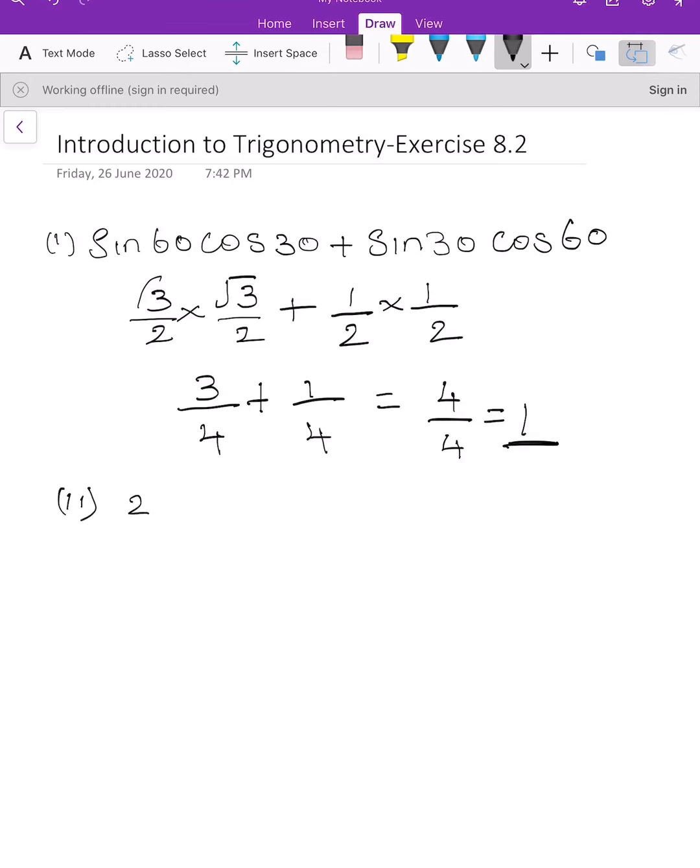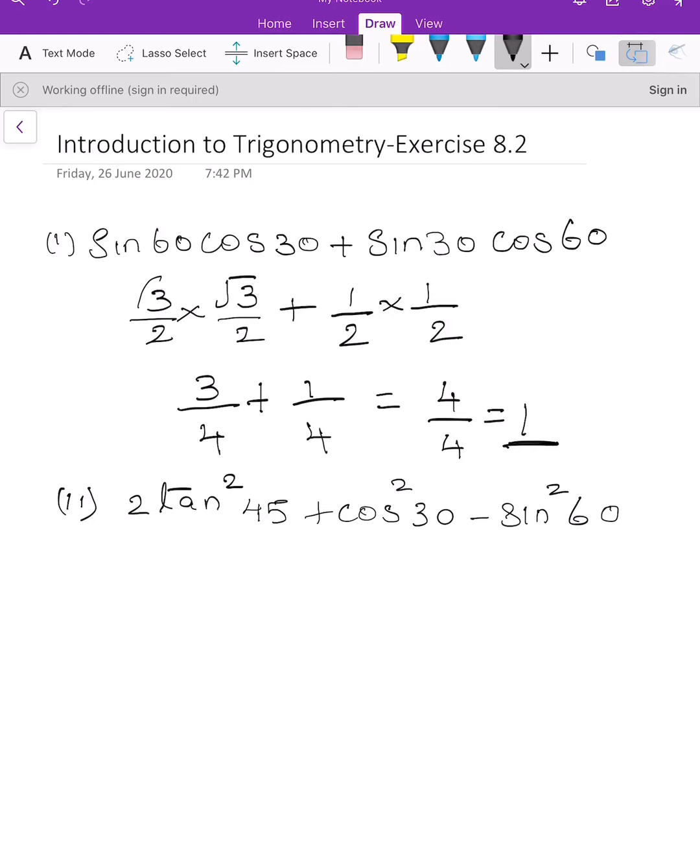The second sum is 2 tan square 45 plus cos square 30 minus sin square 60. This is my second sum.